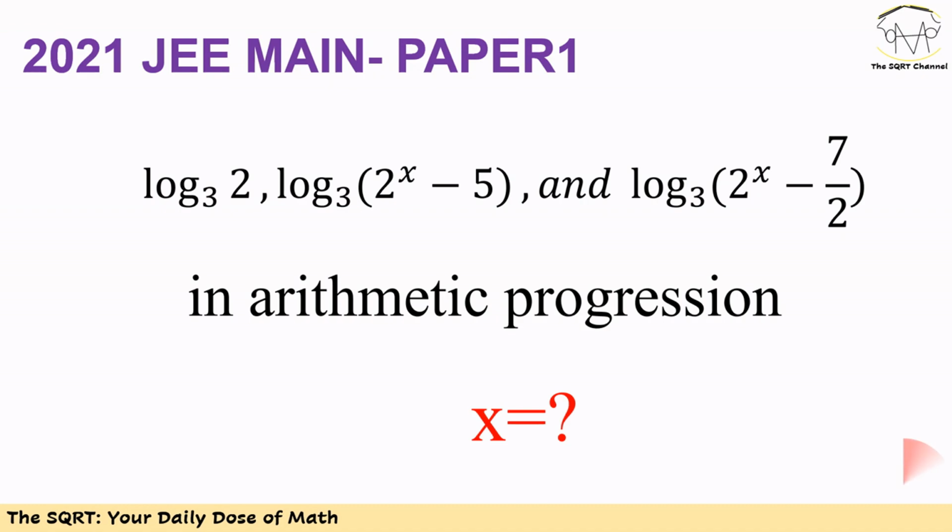In this problem we have log of 2 in base 3, log of 2 to the power of x minus 5 in base 3, and log of 2 to the power of x minus 7 over 2 in base 3, and these values are in arithmetic progression. We want to find x. Before moving forward to talk about the solution, make sure that you pause the video to think about the problem.